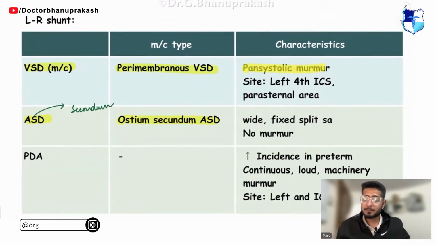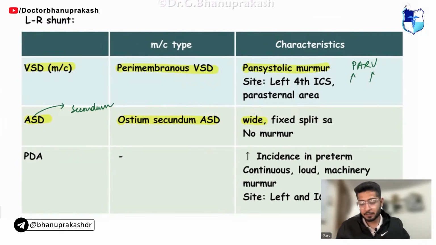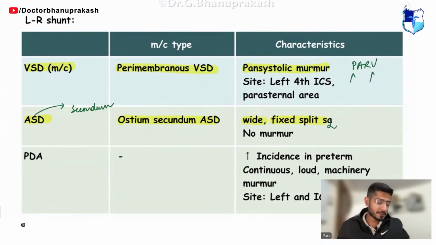What will be there in VSD? There is a pansystolic murmur. The mnemonic is PARV. So P for pansystolic murmur, V for VSD. And then you have ASD. What is going to be there in ASD? There will be a wide fixed split S2 sound. This is not SA, this is S2. Wide fixed split S2 sound.